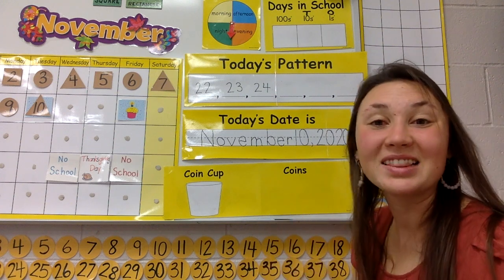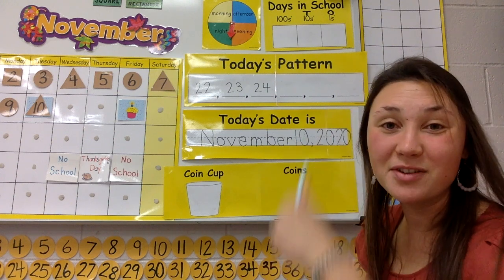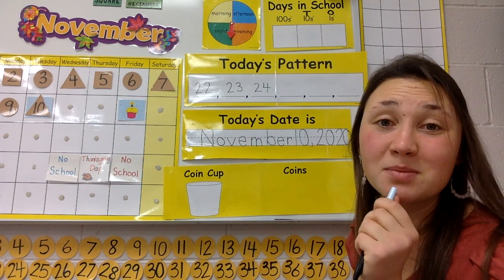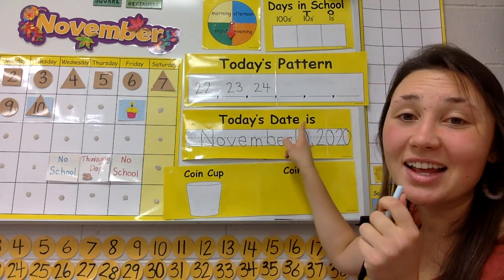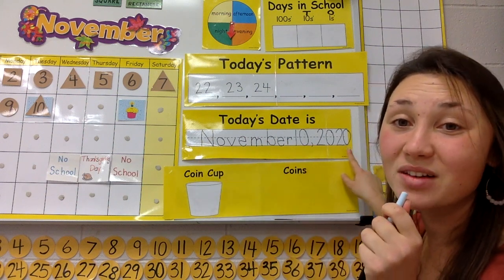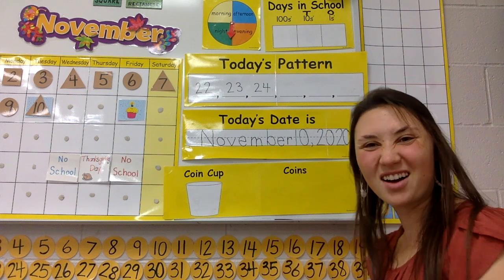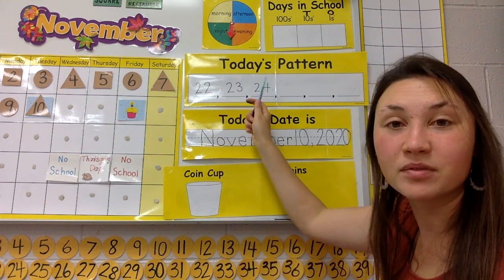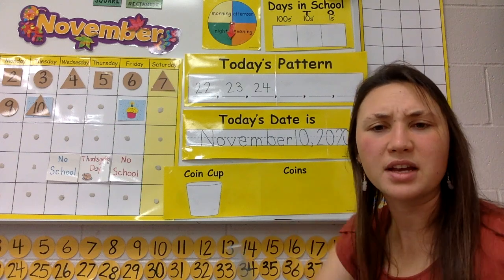Here we go. Let's announce the date together. Grab your microphone. Here we go. 1, 2, 3. Good morning, Milwaukee. Today's date is November 10th, 2020. Awesome work. Let's move on to the pattern for the day. No, I'm sorry. Let's move on to days of the week.